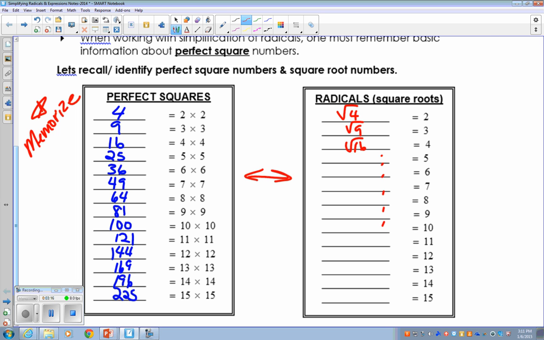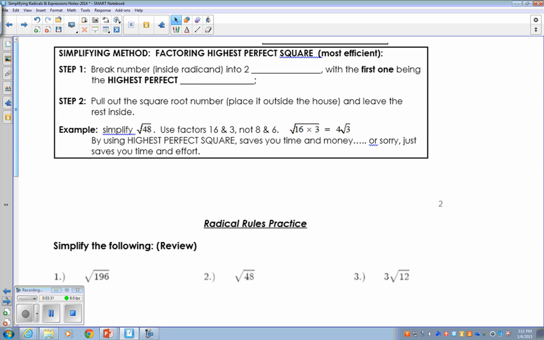I'm not filling that in. Just make sure you know these two boxes by heart. You probably already do, so just continue to know them. All right, what we're going to get into is the rules for simplifying radicals.